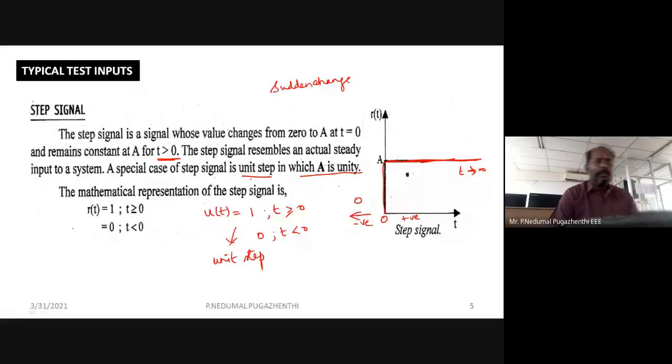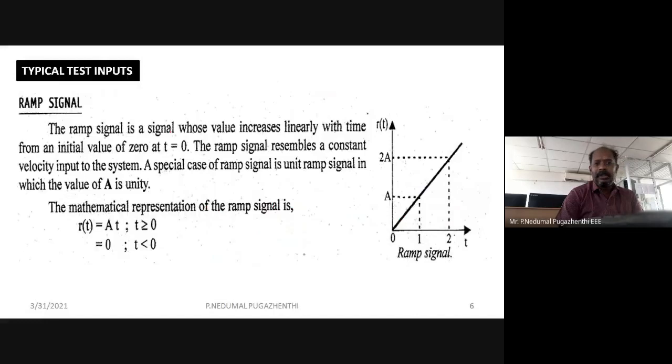Then we will go to the next, the third one, the ramp signal. Ramp, we can see that in our college.